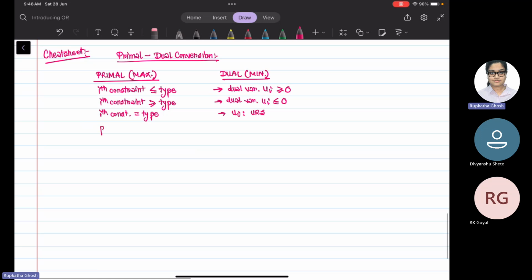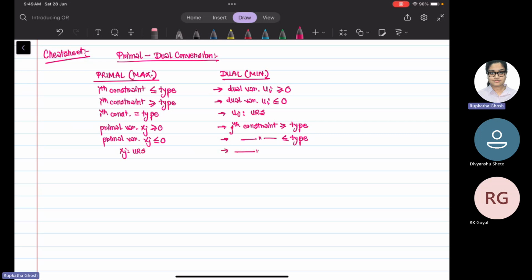If your primal variable xj is greater than or equal to 0, then your jth constraint would be of greater than or equal to type. If your primal variable xj is less than or equal to 0, your jth constraint would be less than or equal to type. And if your primal variable xj is unrestricted in sign, your jth constraint would be of an equality type.